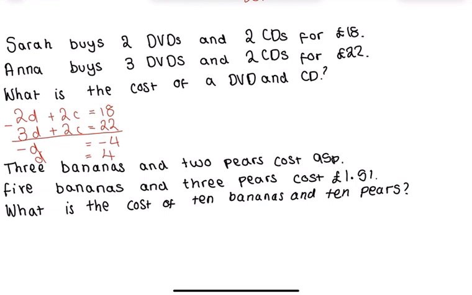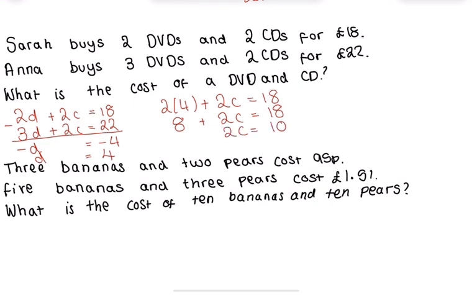We're not done there yet. It said how much is the CD as well, so we can just pick one of the equations to substitute into. So I've got 2 DVDs, which is 2 lots of 4, plus 2C equals 18. Now 2 times 4 is 8, plus the 2C equals 18. Now to solve this, I'm going to take away that 8 from both sides, leaving me with 2C equals 10, and then dividing both sides by 2. So my C is 5.